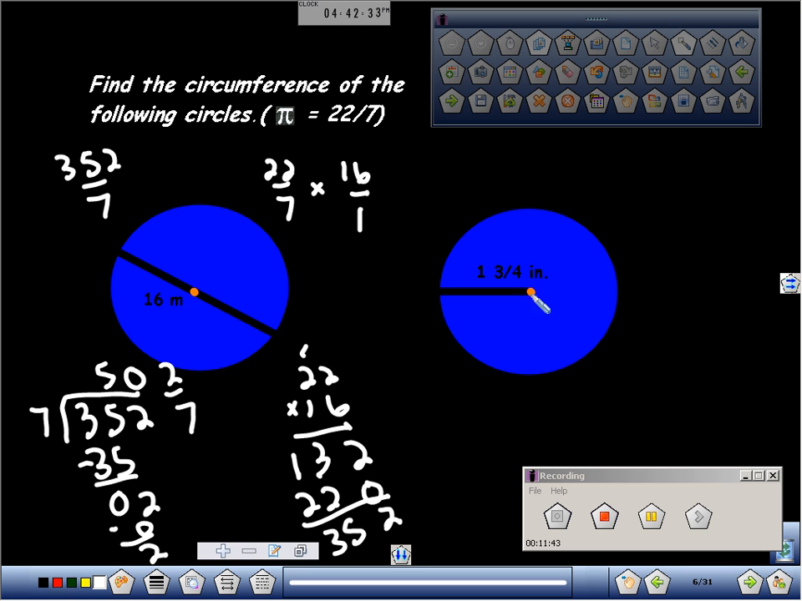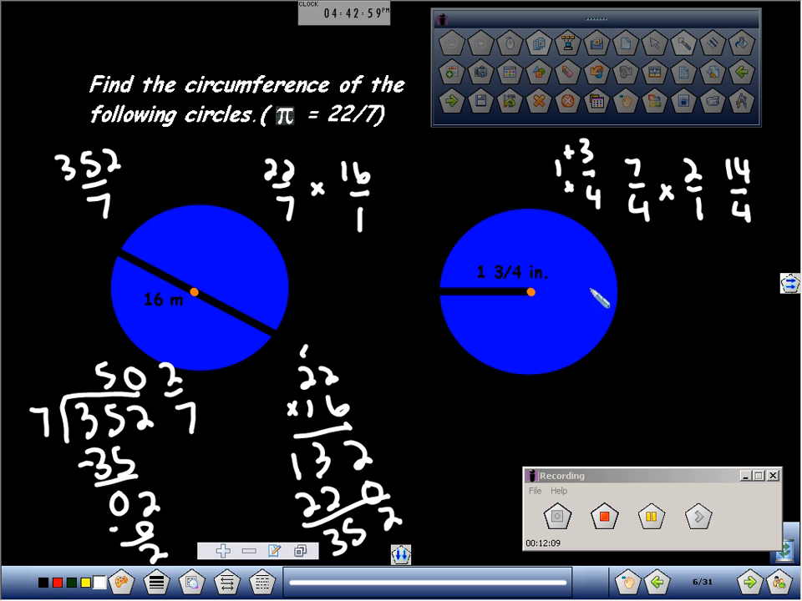Now in this one, they give us the radius, so we got to multiply by 2. So we got 1 3/4. We'll multiply that by 2. First go 4 times 1 is 4, plus 3 is 7. So we get 7/4 times 2 over 1. 7 times 2 is 14. 4 times 1 is 4. So we get 14/4. Okay, now they want us to find the circumference.